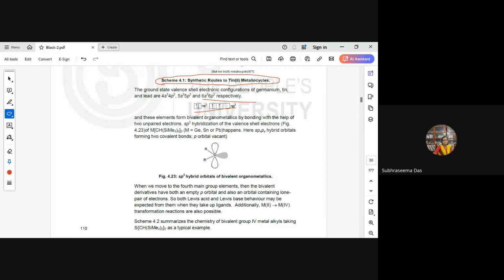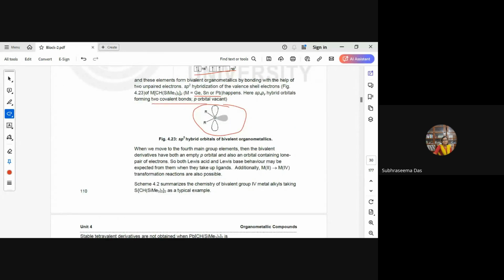Here it is represented diagrammatically, and we know that these elements form bivalent organometallics by bonding with the help of these two unpaired electrons. So the sp2 hybridization of the valence shell electrons, represented here in figure 4.23, happens where M is germanium, tin or lead. Thus the sp x and p y hybrid orbitals form two covalent bonds. So here in figure 4.23 we can see the sp2 hybrid orbitals of the bivalent organometallics.